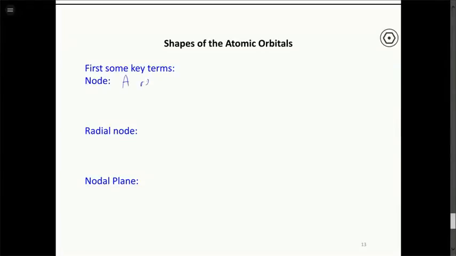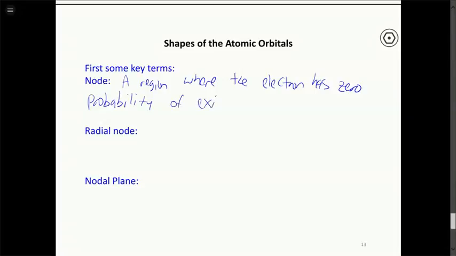So a node is a region where the electron has 0 probability of existing. Okay, for the hydrogen ground state, we didn't see that.